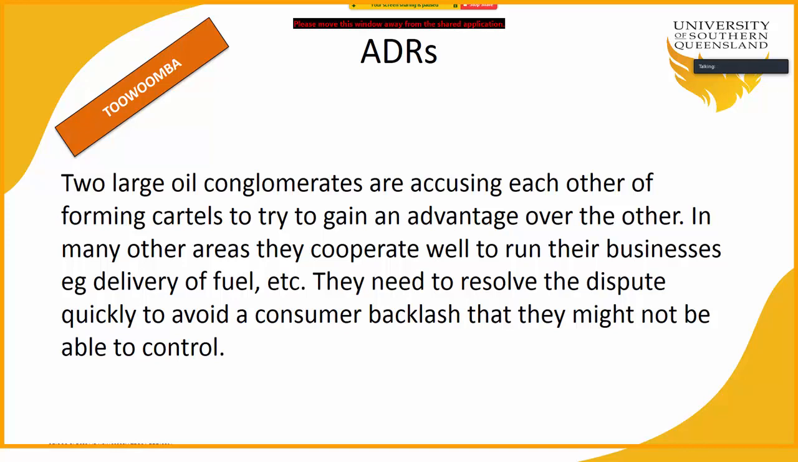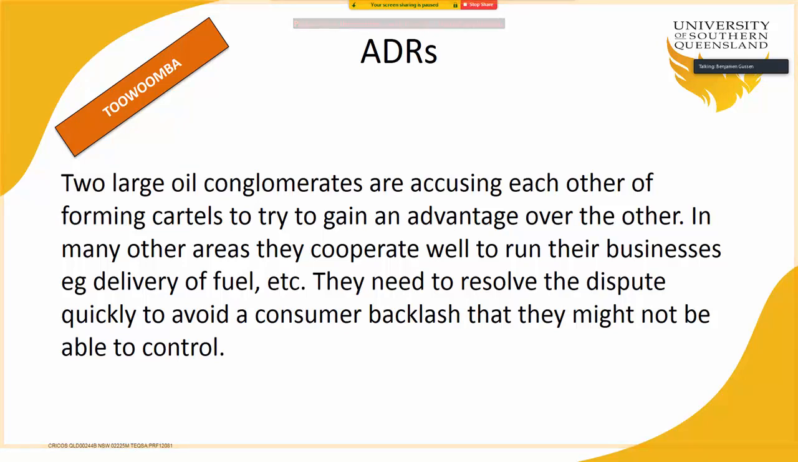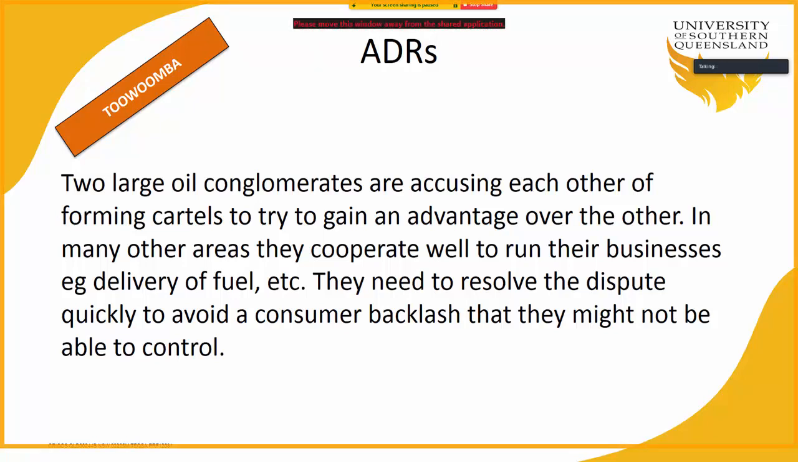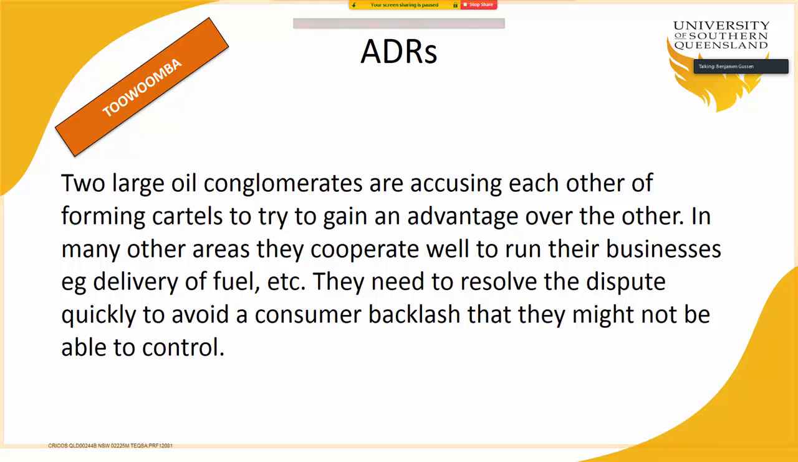What are the issues? So we said issues are about tension. So you can see that they want to get this compensation, but at the same time, they want to maintain a good relationship between each other because they cooperate on many other areas, including delivery of fuel. So they want to resolve this issue with cartels, but they will still want to continue cooperating with each other. So there's tension in that area. Also, they want to resolve the dispute quickly to avoid any customer backlash. And as we said in Toowoomba, you can infer from that also that they want to do it privately. Okay? So that they don't let consumers know about the problems that they have between them.